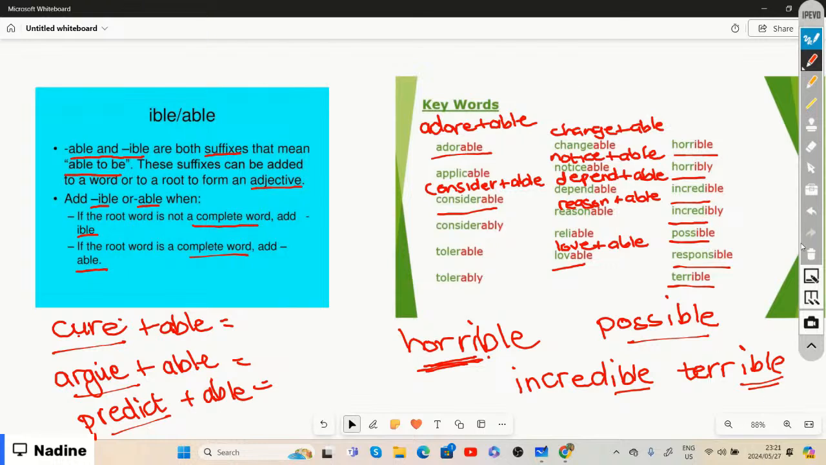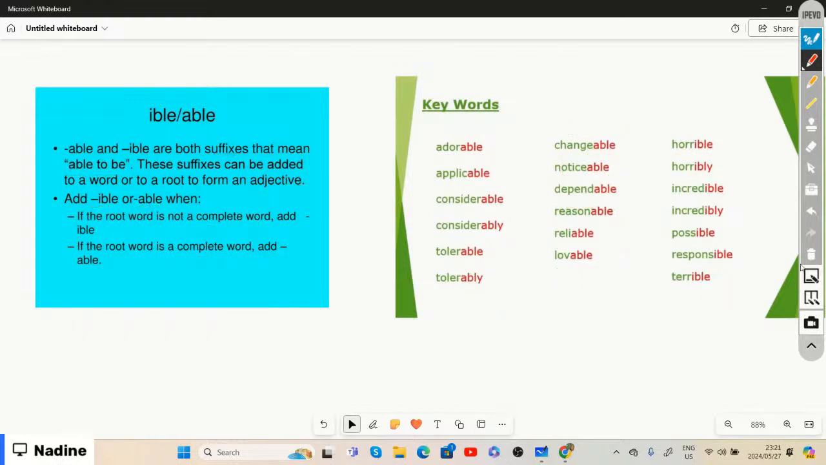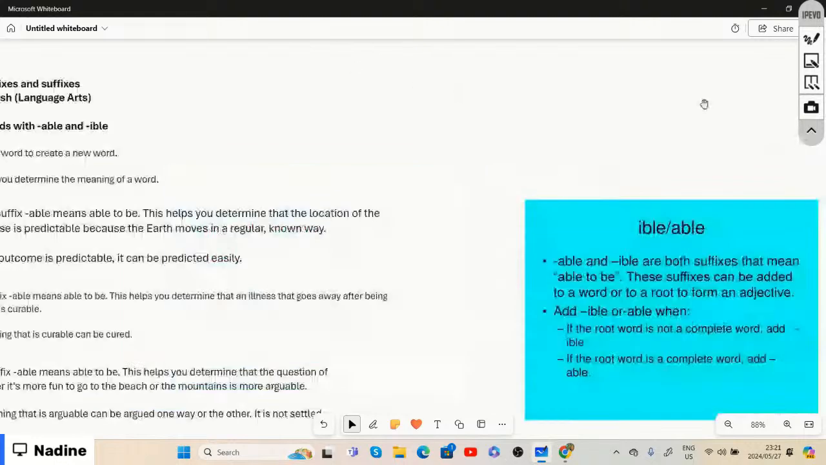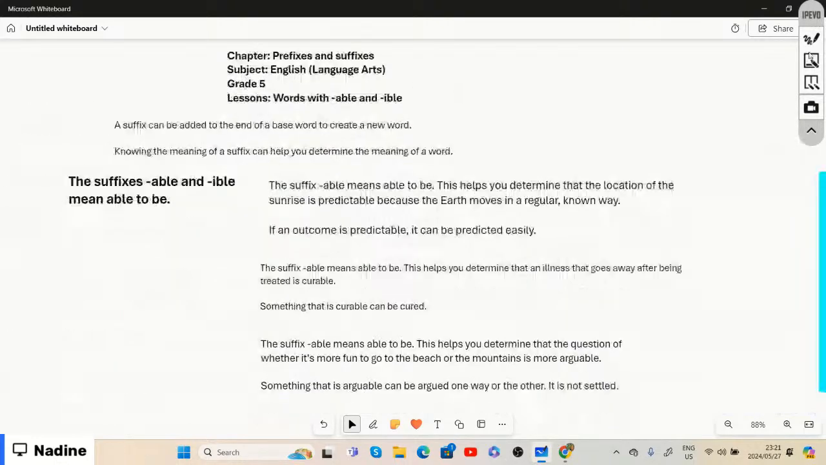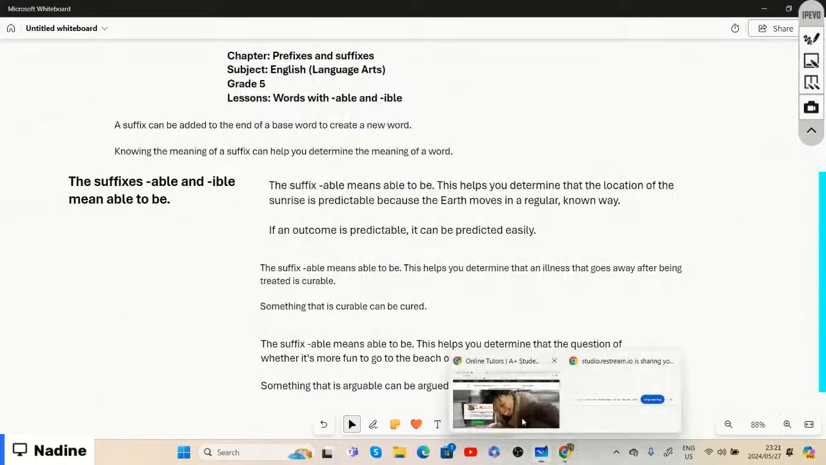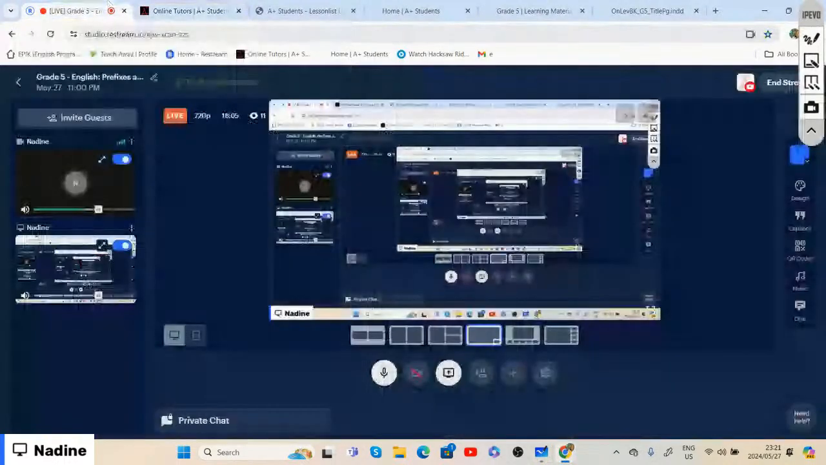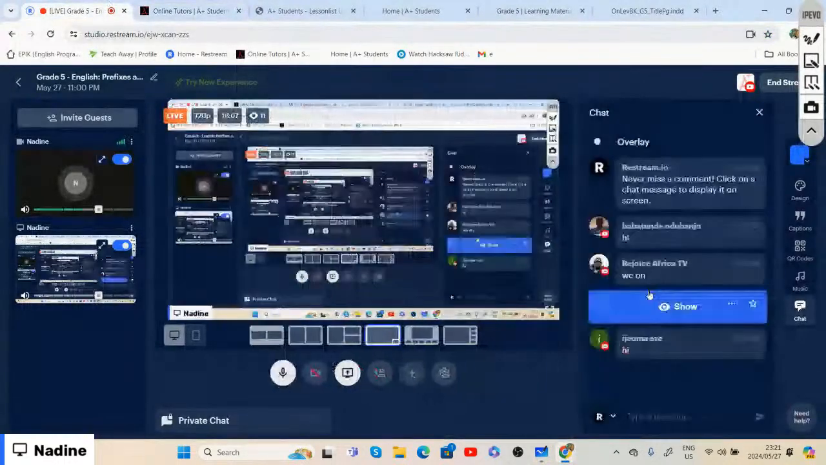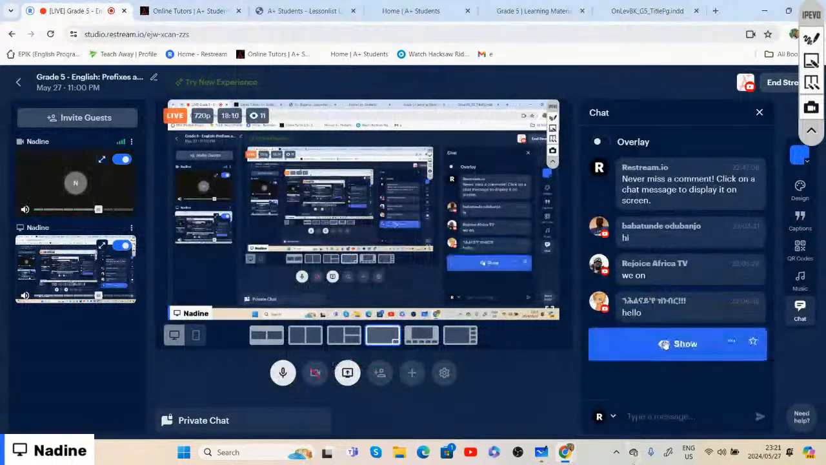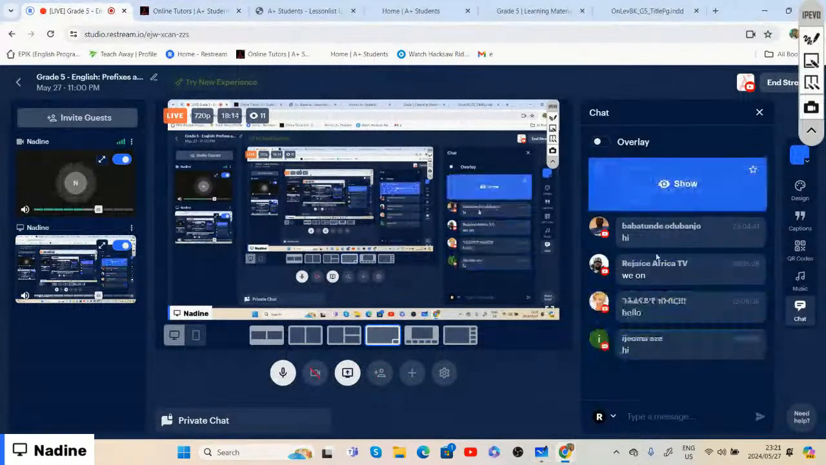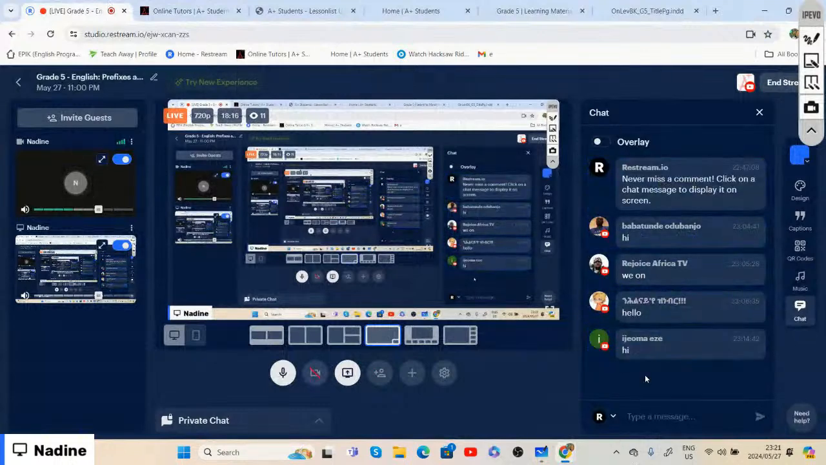All right. So now we're going on to our tutorial lessons on aplusstudents.ca, where we are going to look at our tutorial lesson, as well as we are going to do our test on prefixes and suffixes with able and ible.